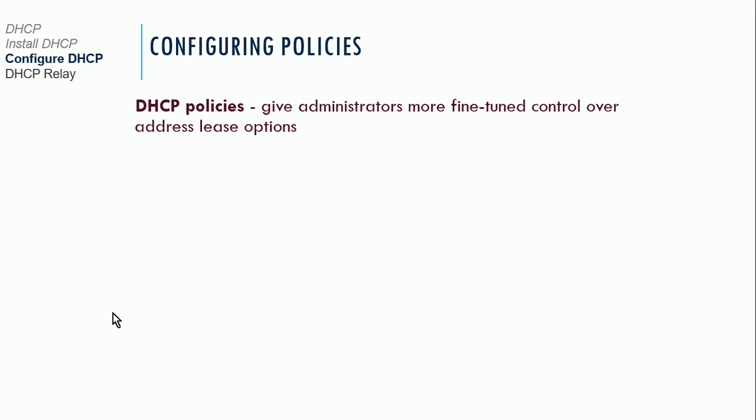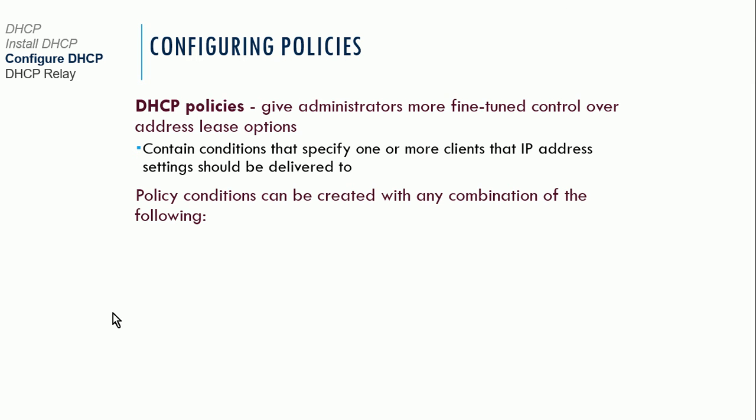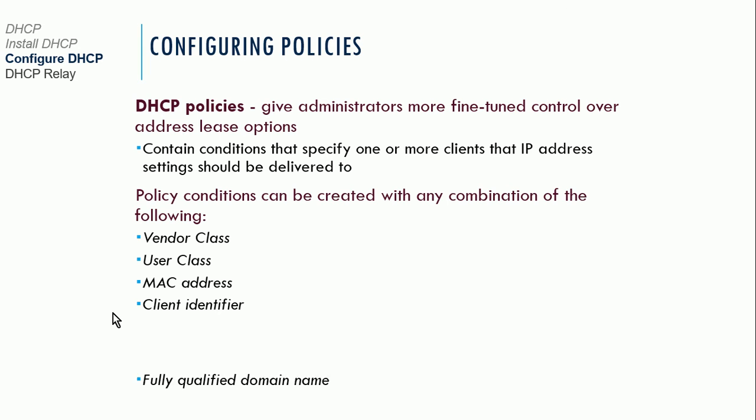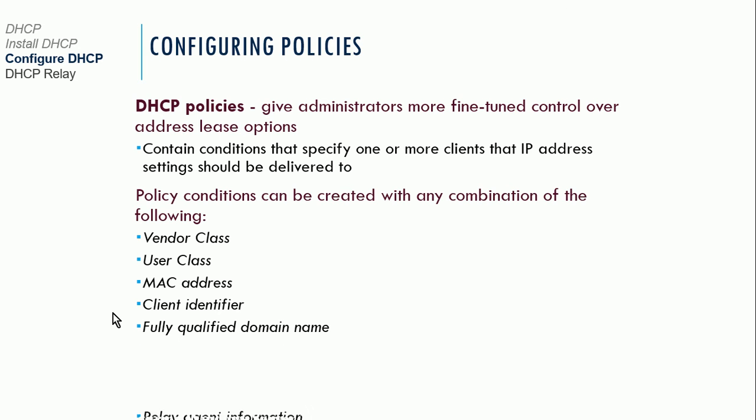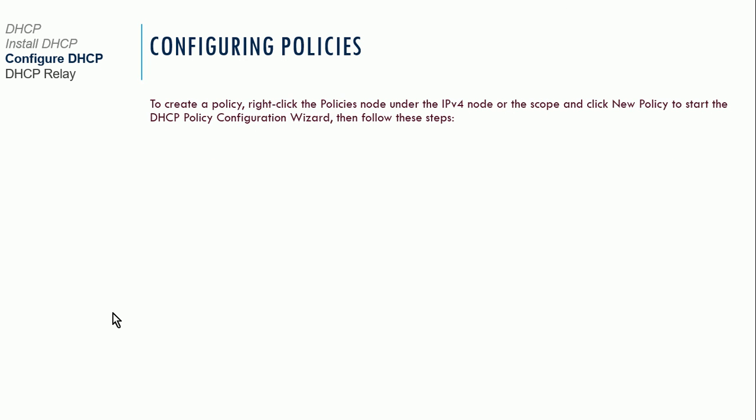DHCP policies give administrators fine-tuned control over the lease options. So you can specify one or more clients that IP address settings should be delivered to. Policy conditions can be created with a combination of things like the vendor class, user class, MAC address, client identifier, and the fully qualified domain name and the relay agent information. So policies can be configured at the server level or the scope level.